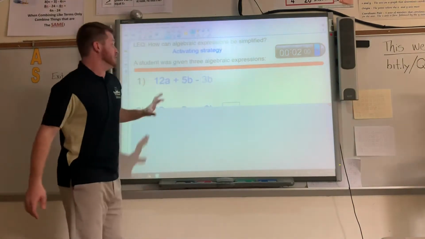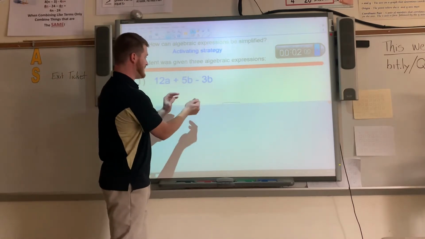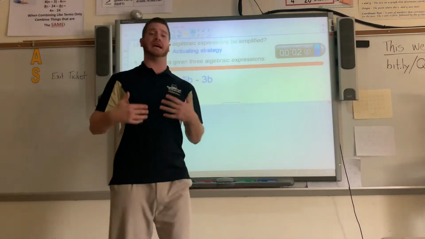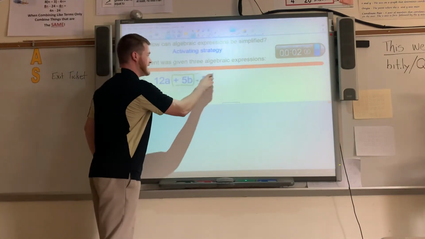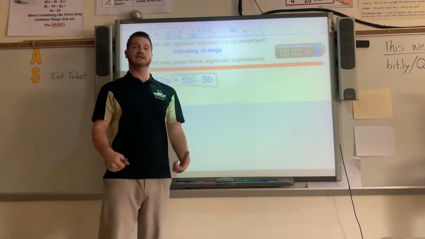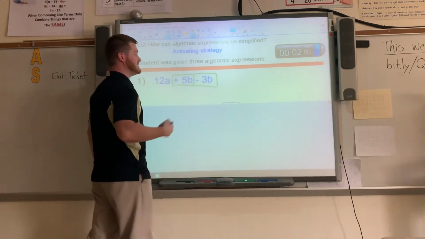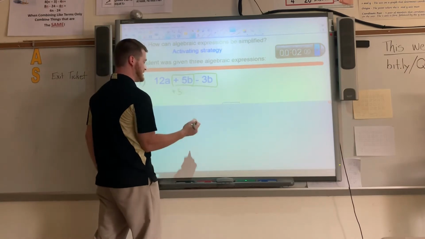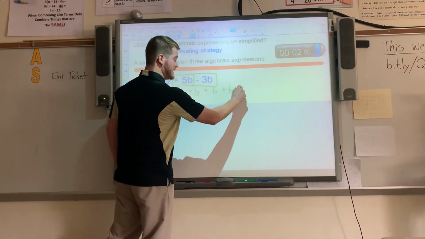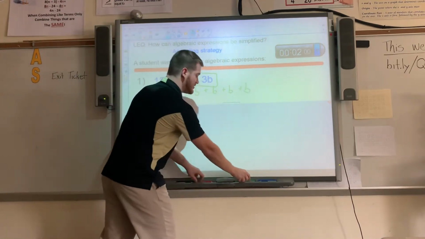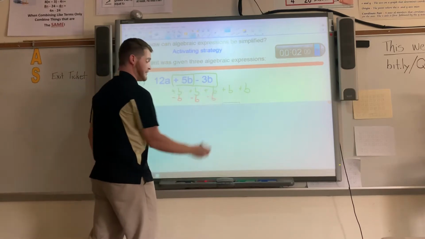Now, looking at like terms in this expression, I see a positive 5b and a negative 3b. Remember, you've got to include the sign in front of it. So the positive 5b and the negative 3b can combine to make a positive 2b. Because if you want to write this out, technically positive 5b, you can write positive 1b, positive 2b, positive 3b, positive 4b, positive 5b. And also there are three negative b's: negative 1b, negative 2b, negative 3b.